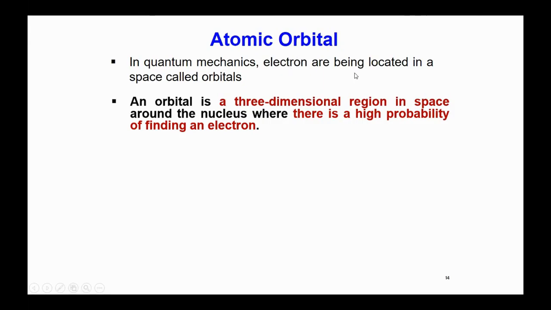Electrons are being located in space called orbitals. So that is what we call as atomic orbital. So orbital is a three-dimensional region in space around the nucleus where there is high probability of finding an electron.